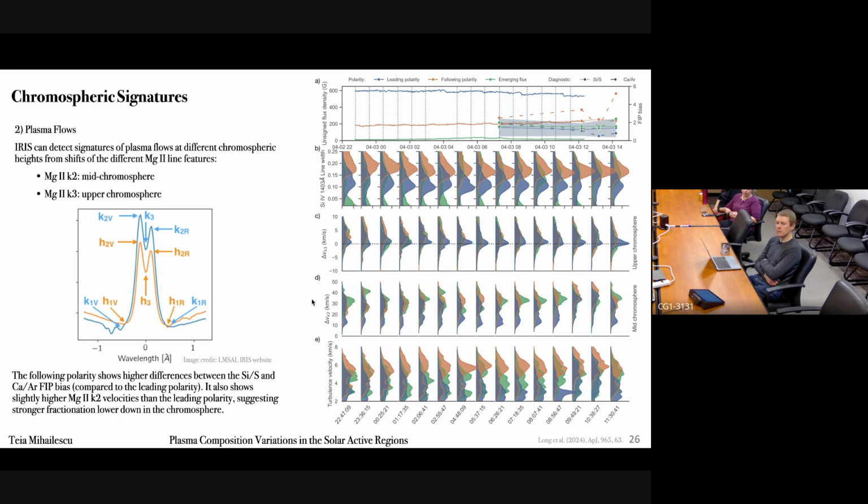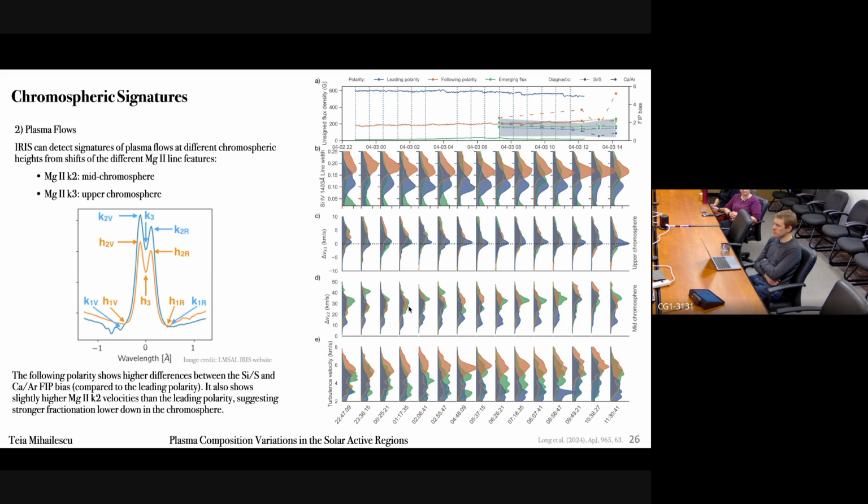And this is what the plot in the middle showed. Sorry, this is a complicated plot. It's a plot of all these properties as a function of time. The top is showing the FIP bias. The second one is showing the silicon-4 line width, and again, it is higher as a function of time. It's consistently higher in the following polarity in orange than the leading polarity in blue.